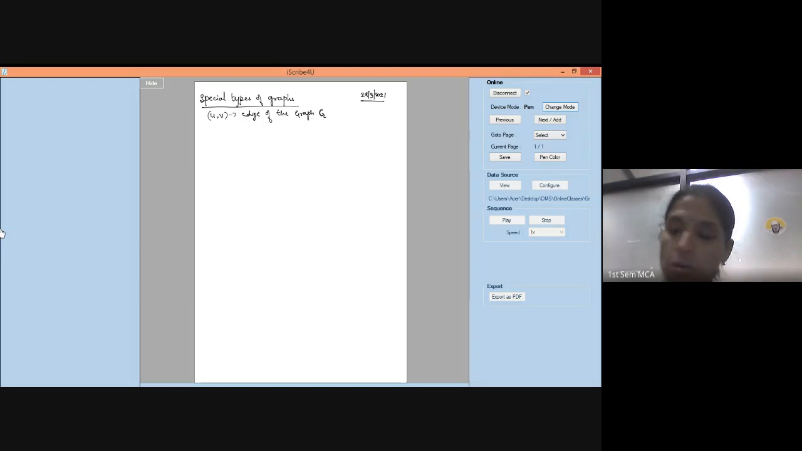Now u is said to be adjacent to v. When you have two vertices like this, this is u, this is v. u is said to be adjacent to v, and v is said to be adjacent to u. In that case, u is called the initial vertex, and v is called the terminal vertex.